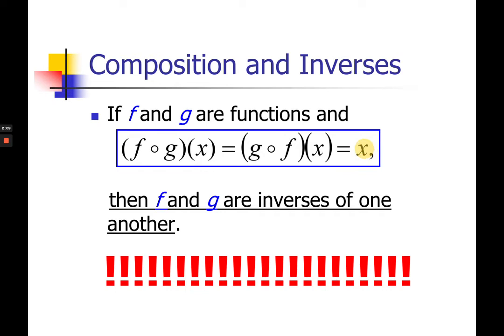If the result is not x, it could be 2x, x plus 2, or something else, then the two given functions are not inverses of each other. It's very strict. After performing composition of functions, the result is supposed to be x for you to be able to determine that the given functions are inverses of one another.